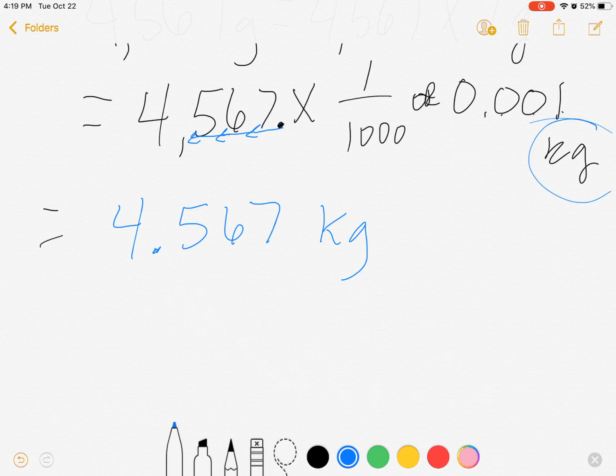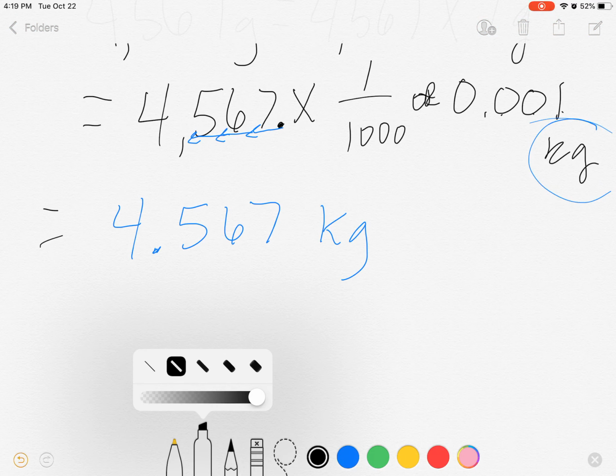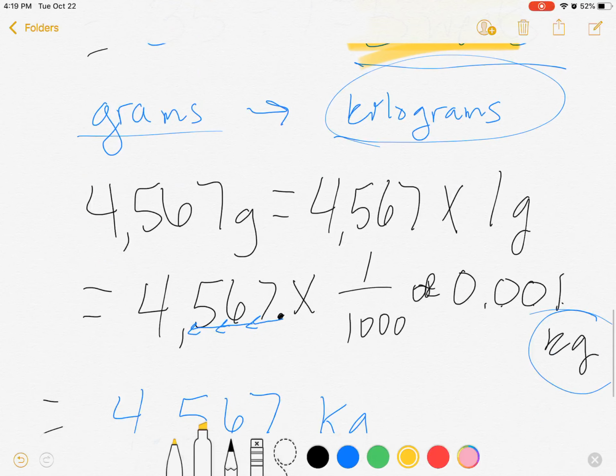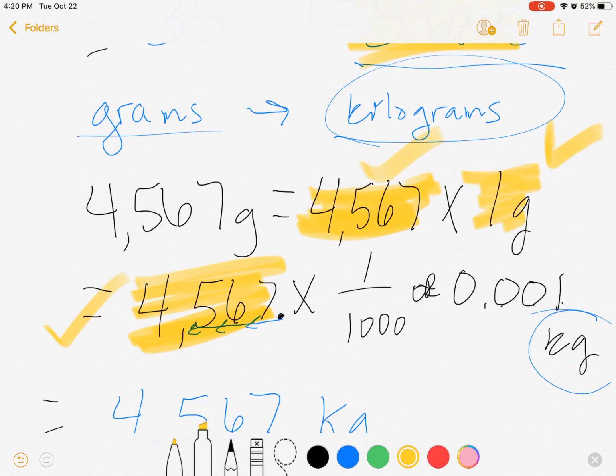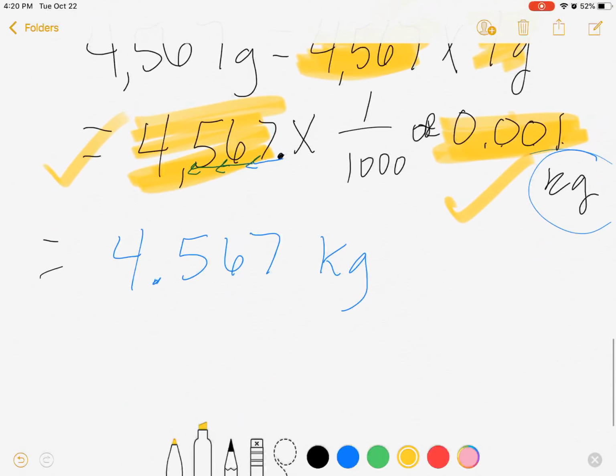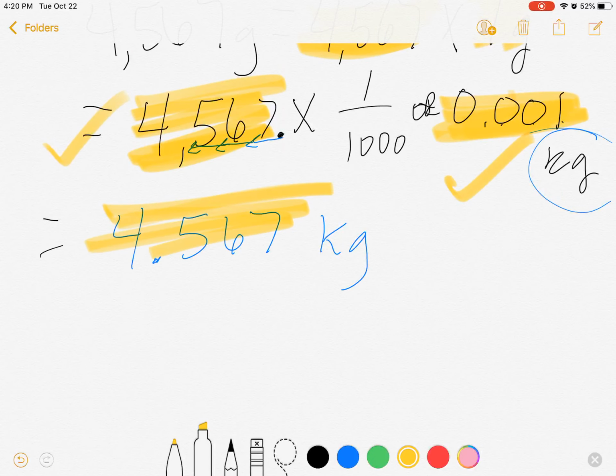Okay, so check your work. You should have 4,567, check. 1 gram, check. That number again, check. And then preferably the decimal, just because you know you can move the decimal. And then your answer, check.